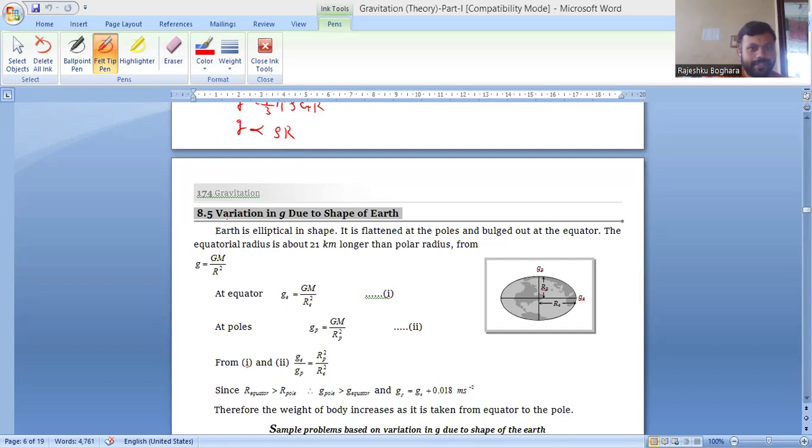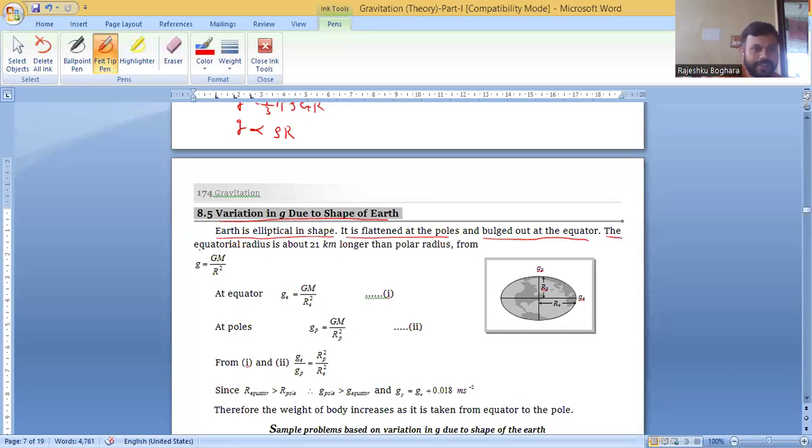Variation in g due to the shape of the Earth. Earth is spherical, but at the equator the radius is higher than the radius at the pole. The Earth is elliptical in shape, not a perfect sphere. It is flattened at the poles and bulges out at the equator.